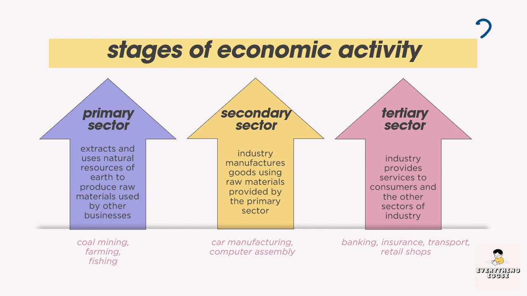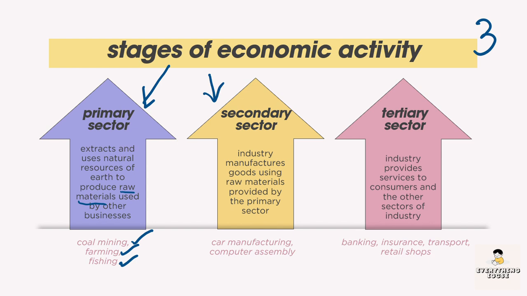Okay, so there's three main stages. The first one is the primary sector. The primary sector extracts and uses natural resources of the earth to produce raw materials used by other businesses. So the primary sector basically has to do with the raw materials which are used to create other goods and products. Okay, so examples may be coal mining, farming, and fishing.